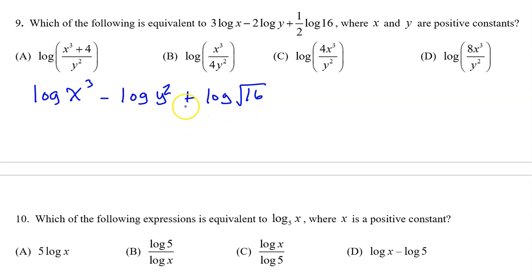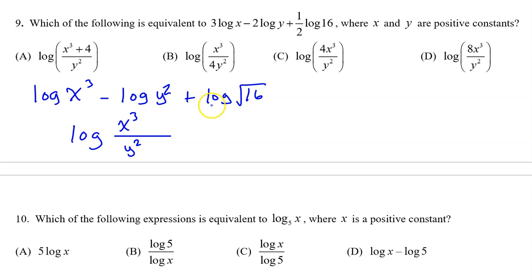So all three of these can be combined into a single log term. There's going to be a quotient in the middle of it because of the minus sign. The first term is positive, so therefore the x to the third power will end up in the numerator. The middle term is negative, so therefore the y squared will end up in the denominator.